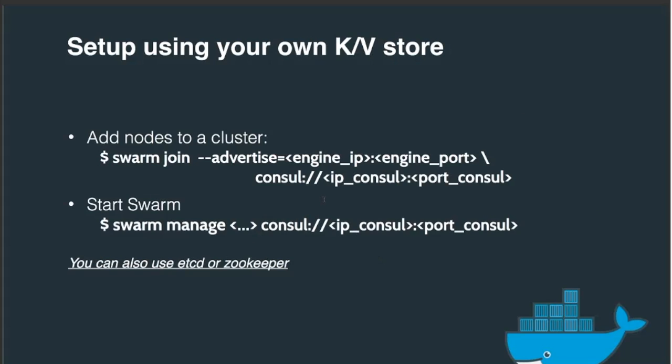If you want to use it in production, it's going to be kind of the same, but instead of using this token, so instead of using the hub, you are going to use your own KV store. So here the example says consul, but it can be etcd or Zookeeper. And basically the same thing on every node you want to join to your cluster, you do swarm join, you put the IP and port of the engine, and you say, okay, let's advertise this IP and port into my own consul. And then for the manager, exactly the same, but again, instead of giving a token, you give your own consul.